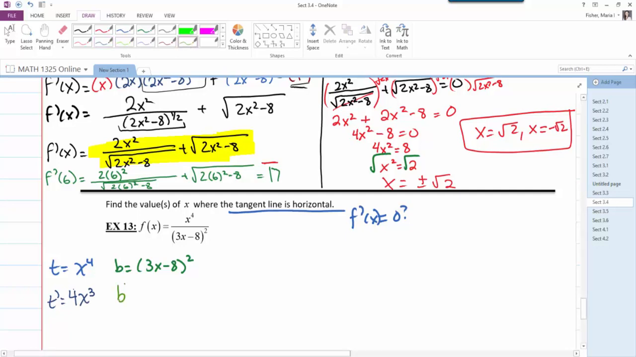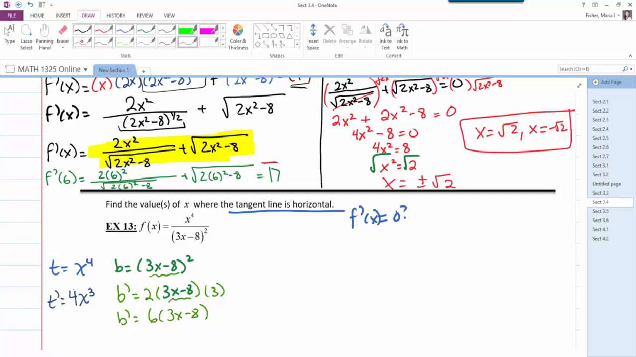Now b prime would equal, well, the 2 comes out in front. We're using that general power rule, times copy paste, so 3x minus 8, all of that raised to 1 power less, so 2 minus 1 is the first power, and I don't need to write that. And then times the derivative of the inside, which is 3. But we can go ahead and clean this up because we know we'll have to. So 2 times 3 is just going to equal 6 times 3x minus 8. We're going to leave it like that. We're not going to go much further than that.